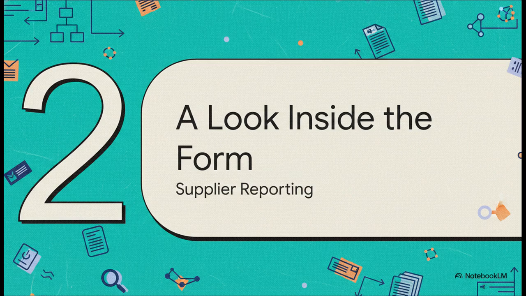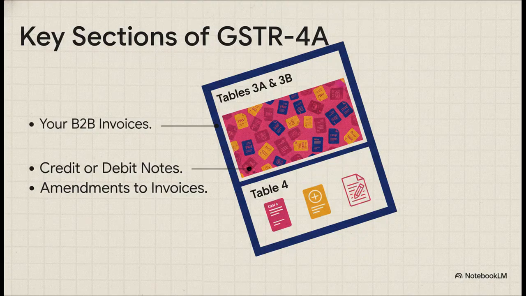Okay, so if it's just for looking at, what exactly are we looking at? Let's peel back the curtain and take a quick peek inside the form. We're going to see exactly what your suppliers are reporting to the government about their sales to you. So the form's broken down into a few key sections. Think of tables 3A and 3B as the main event. This is where all your B2B invoices, your purchases from other registered businesses, are all going to show up. Then you've got table 4. This is kind of like the adjustments department. If a supplier gives you a credit note because you returned something, it's here. If they had to fix a mistake on an old invoice, yep, those corrections pop up right here too.